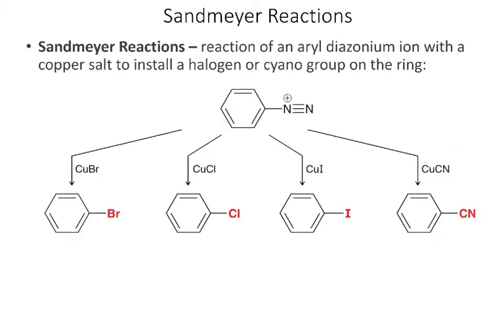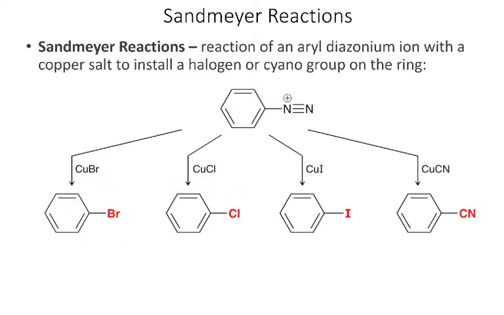So the first class of reactions that we can do with these diazonium ions are called Sandmeyer reactions. And so all of these reactions involve a copper salt where the anion that's combined with the copper is going to replace our diazonium ion. And so we could convert this diazonium ion into a bromide or a chloride.